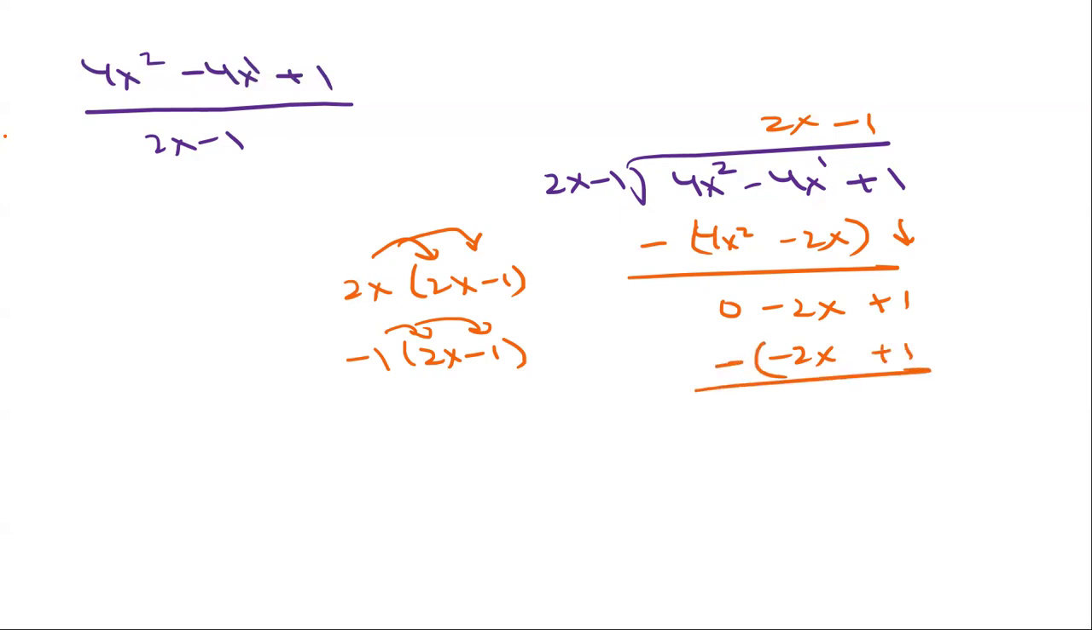So remember, we subtract. So negative 2x, and then these two negatives give me a positive. So negative 2x plus 2x is 0. And then 1 minus 1 is also 0. So I have a remainder of 0. So the answer is 4x squared minus 4x plus 1 divided by 2x minus 1 is going to be 2x minus 1. And that's our answer here.